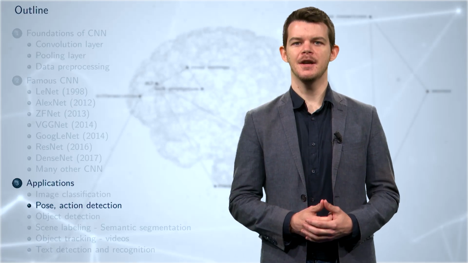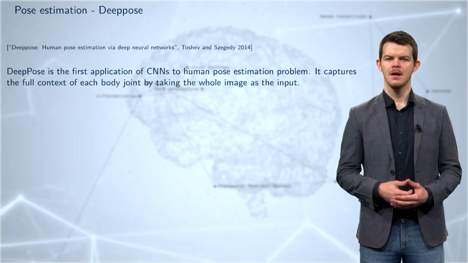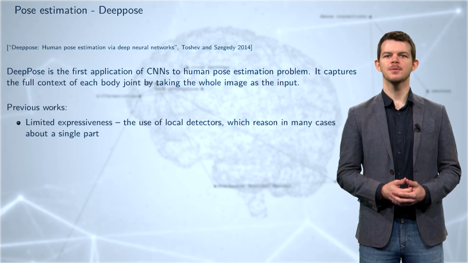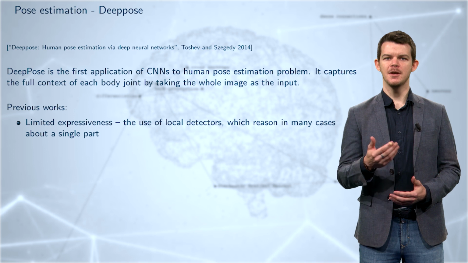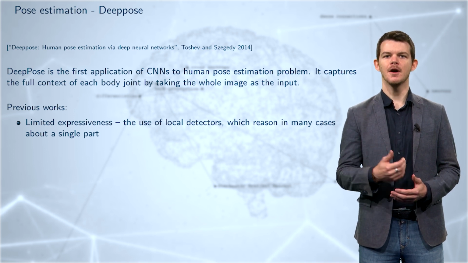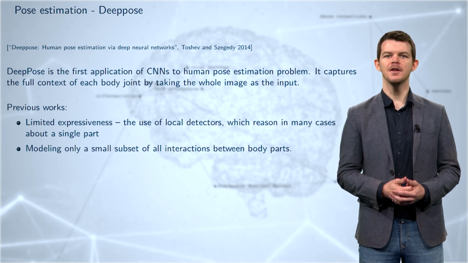Another important application of CNNs is pose or action detection. Deep Pose is one of the major works to estimate the pose in an image. Deep Pose captures the full context of each body joint by taking the whole image as input. In previous works, the expressiveness was limited, notably due to the use of local detectors able to detect only parts of the body, and algorithms modeled a small subset of all interactions between body parts.